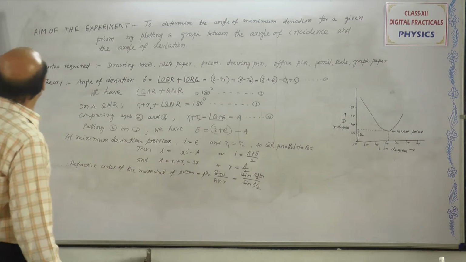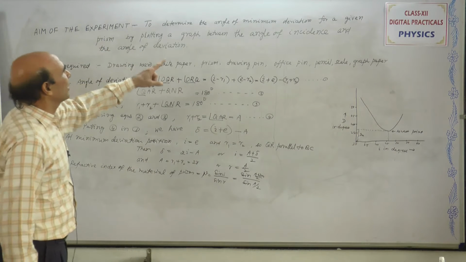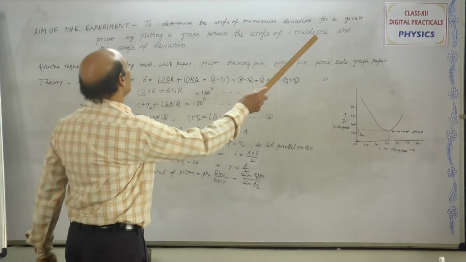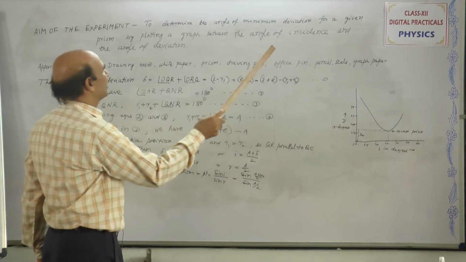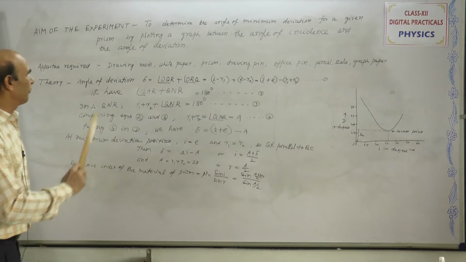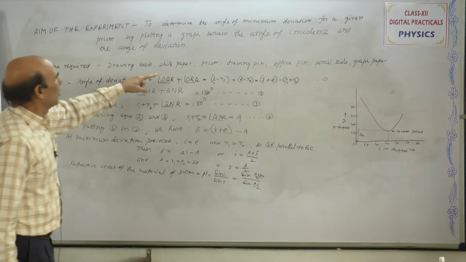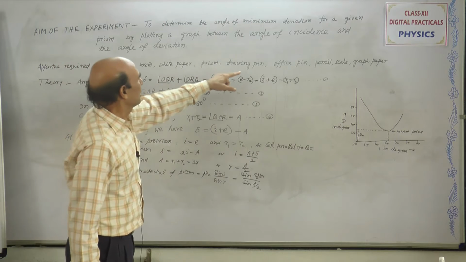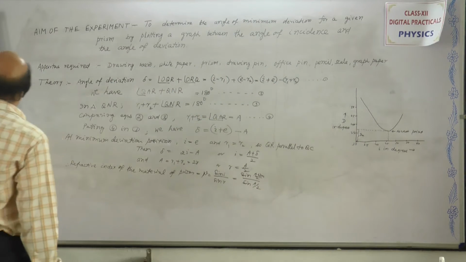Let us go to our next experiment. The aim of the experiment is to determine the angle of minimum deviation for a given prism by plotting the graph between the angle of incidence and the angle of deviation. The apparatus required here: drawing board, white paper, prism, drawing sheet, office pins, pencil, scale, and graph paper.